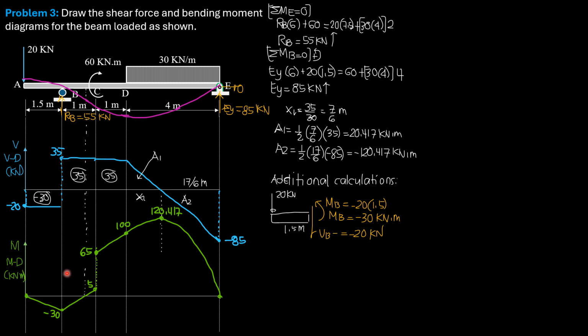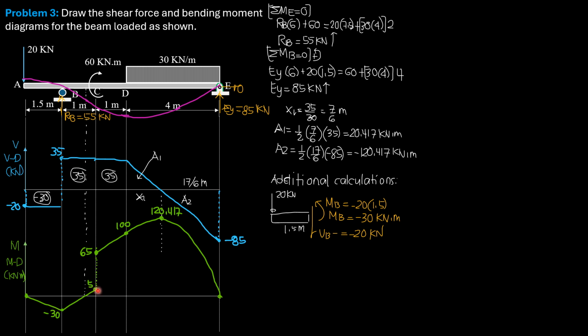So for the construction of the moment diagram, we begin with 0 moment at A. Then we have a first degree curve, where the slope is negative 20. The slope of this line is negative 20, and the area is negative 30. Moment at this section minus 0 equals the area above, so negative 30.